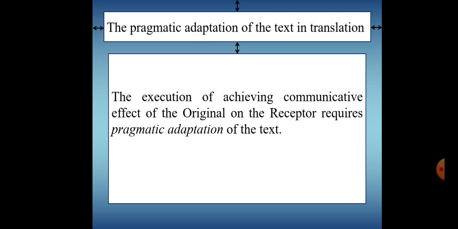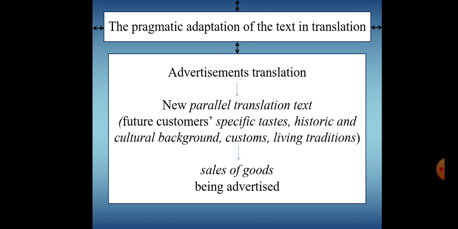As a rule, a translator doesn't put the task of achieving the given communicative effect of the original, but if it is put, then its execution requires pragmatic adaptation of the text. So the execution of achieving communicative effect of the original on the receptor requires pragmatic adaptation of the text. Such adaptation, for example, of the text of an advertisement must provide the sales of goods being advertised. So it leads to making a new parallel translation text which takes into account specific tastes of future customers.